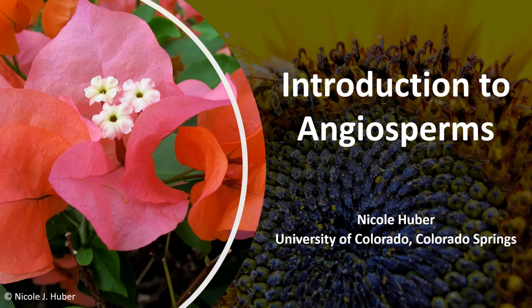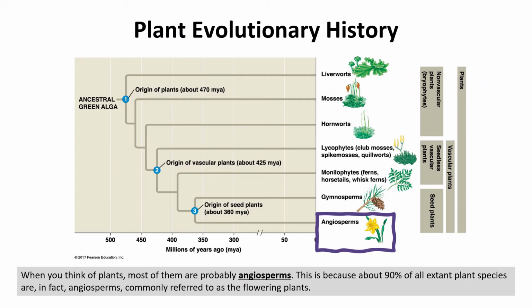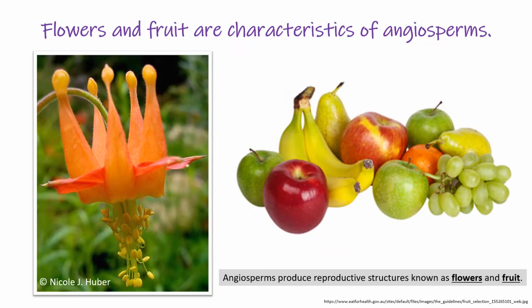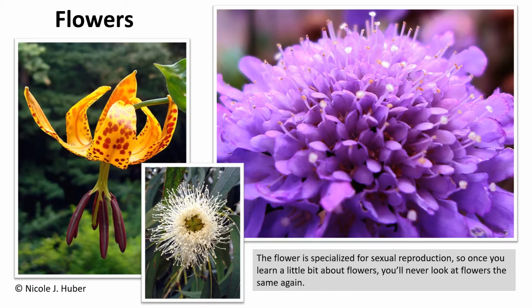Introduction to Angiosperms. When you think of plants, most of them are probably angiosperms. This is because about 90% of all extant plant species are, in fact, angiosperms, commonly referred to as the flowering plants. Angiosperms produce reproductive structures known as flowers and fruit. The flowers specialize for sexual reproduction, so once you learn a little bit about flowers, you'll never look at flowers the same again.